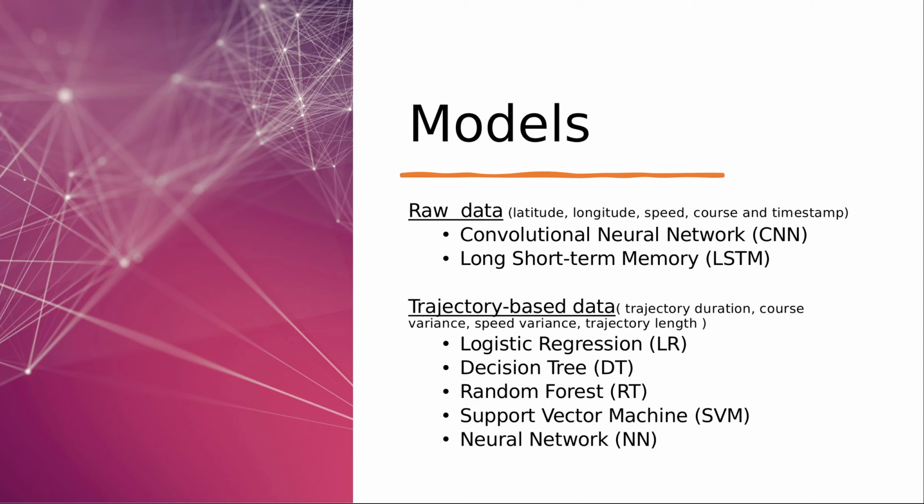In the literature, we find the two preprocessing strategies aforementioned. We can find the following machine learning models with each preprocessing strategy. In the raw data, we can find convolutional neural network and long short-term memory models. And in the trajectory-based data, we can find logistic regression, decision tree, random forest, support vector machine, and neural network models. Hence, we use these models for comparison.